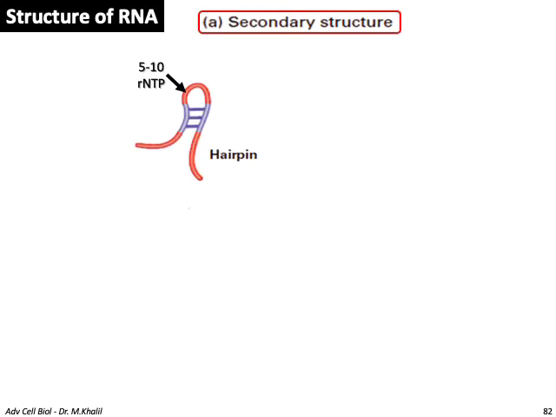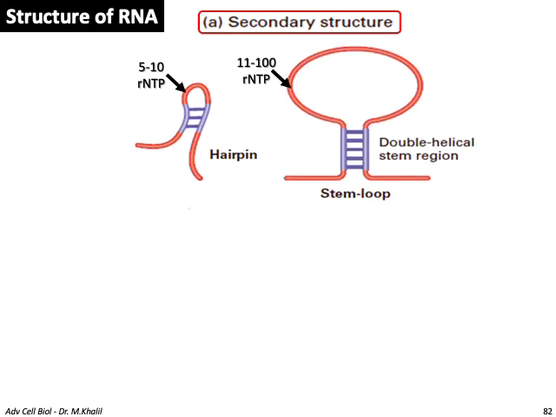So what is the conformation of the RNA? The primary structure is the linear form of the RNA, while the first secondary structure is the hairpin. You can see that when a sequence is complementary over 5 to 10 ribonucleotides, it can base pair to form a hairpin. If the number of nucleotides is more than 11, up to 100, it can form a loop with a stem of complementary bases, and this is called the stem loop configuration. So basically these two structures are considered to be secondary structures.